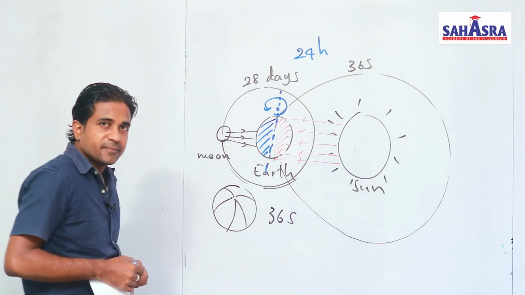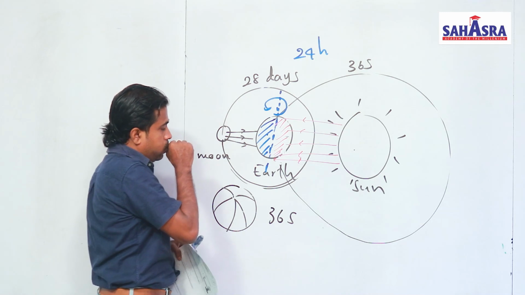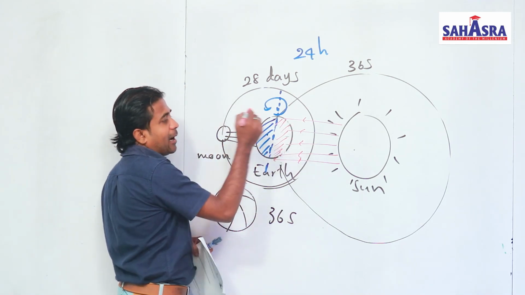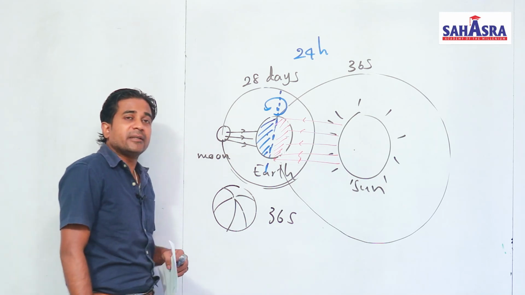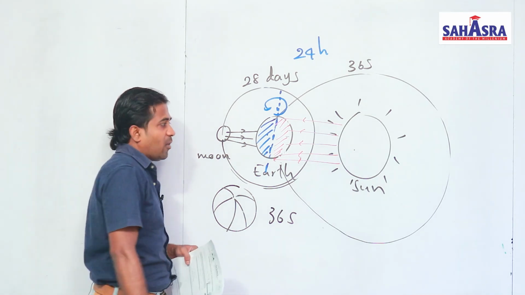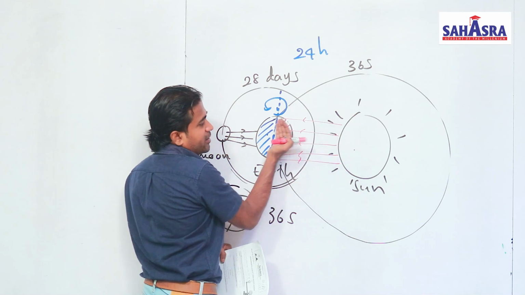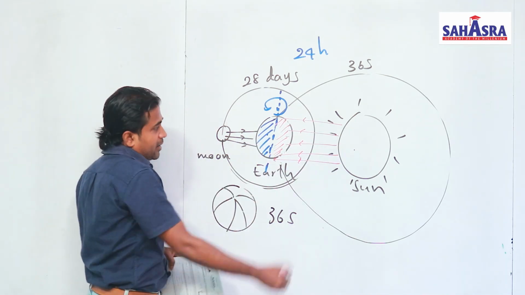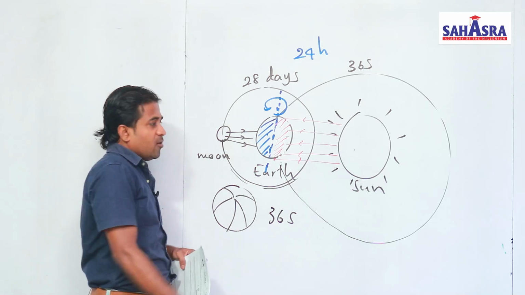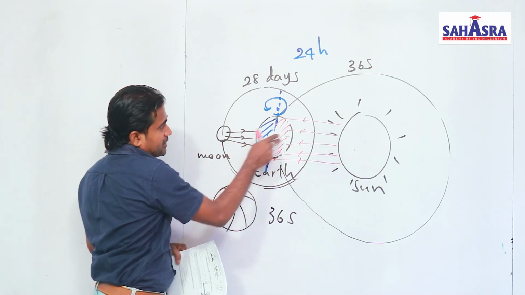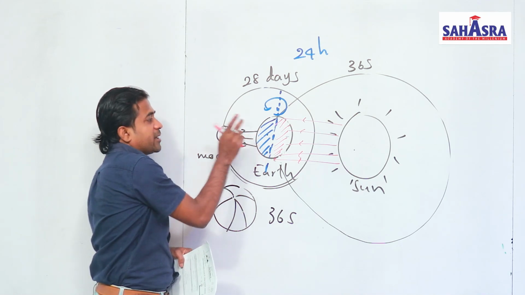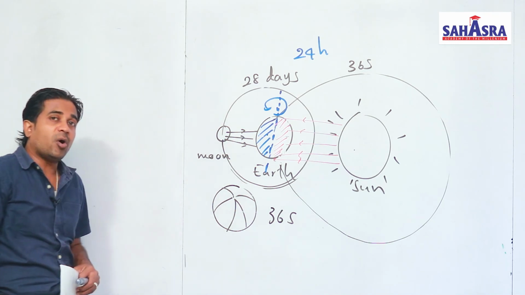So people who are living in this area are experiencing the daytime. Why? The sunlight is striking that part. So they have the daytime. What about the other side? The sun's rays are not reaching that side. So in that case, what would happen? They are experiencing the night at the moment.